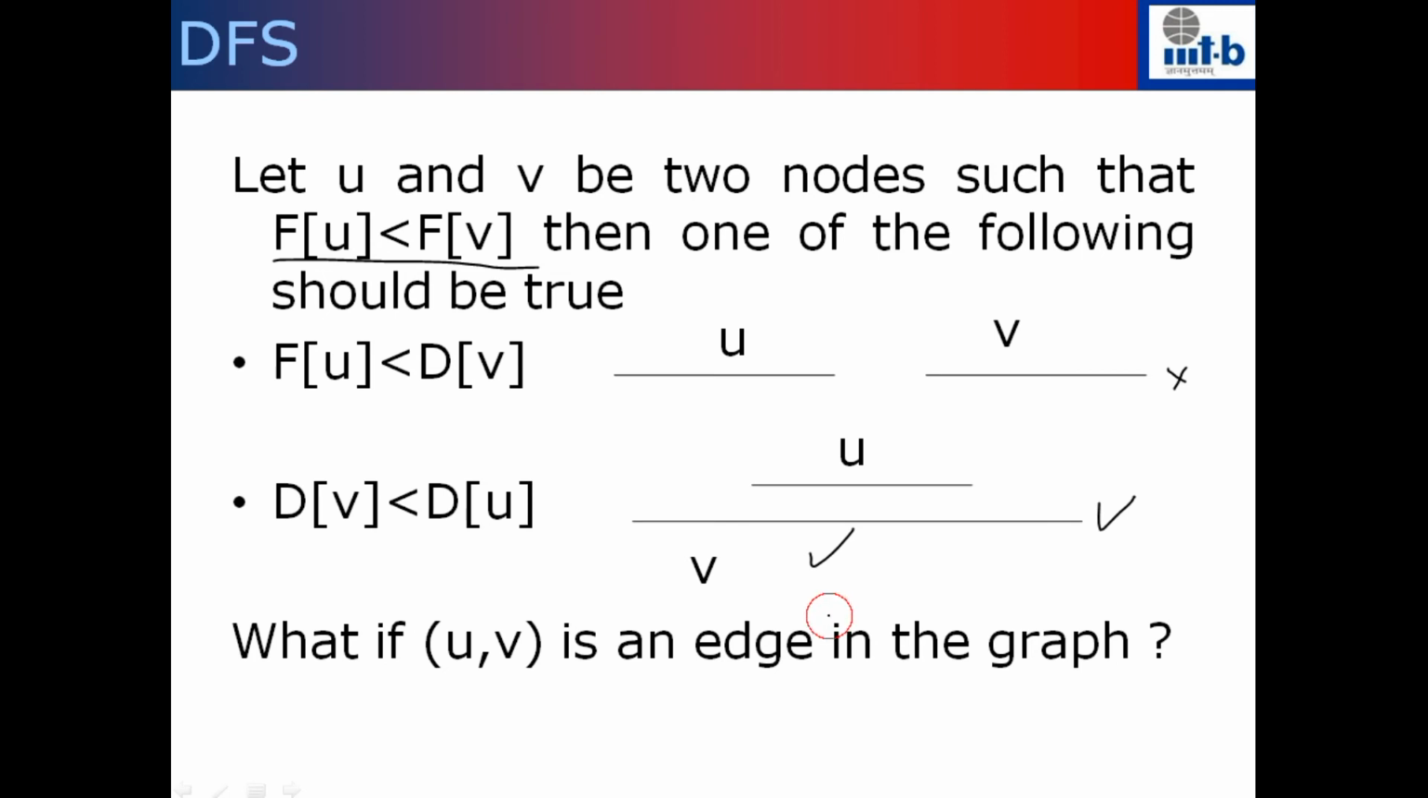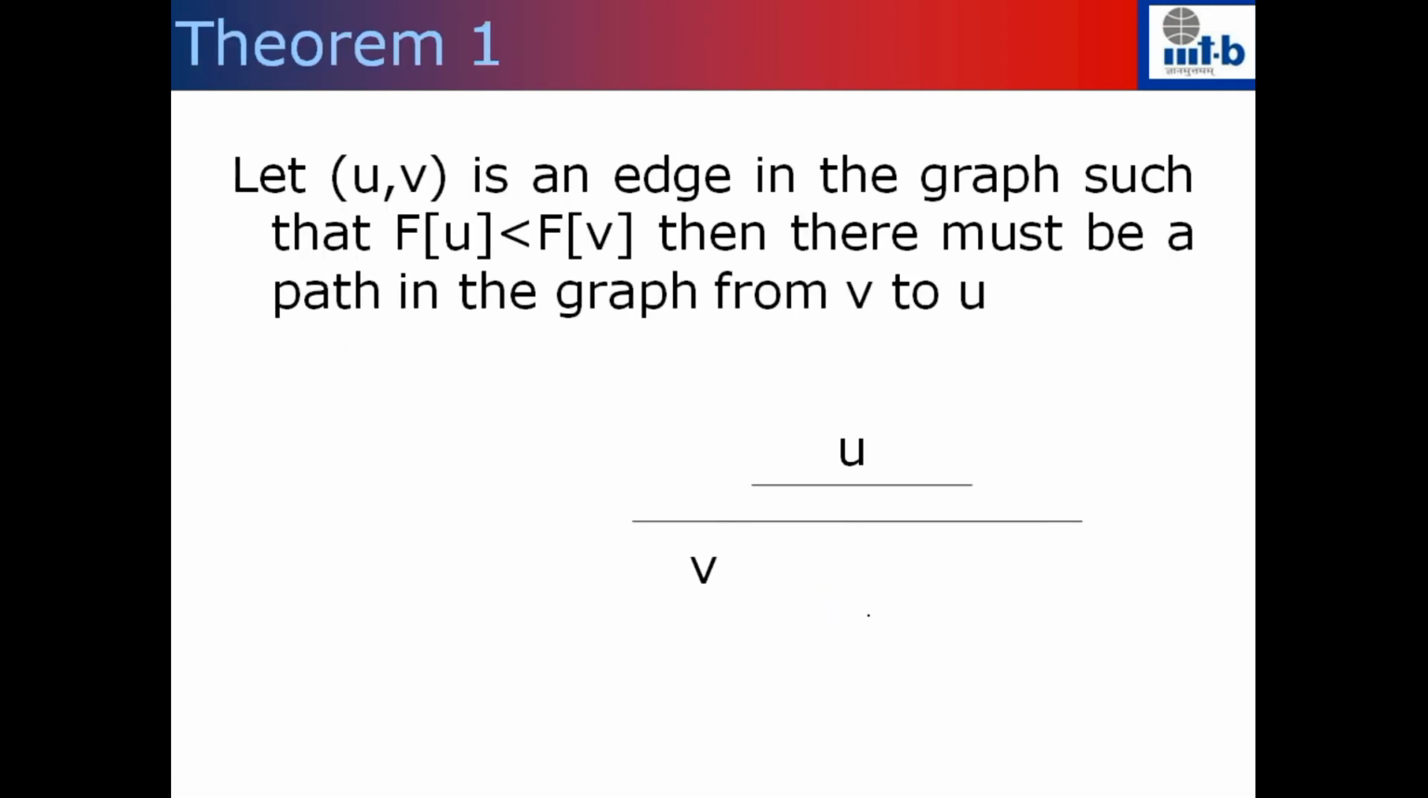This can be written as an important theorem. The theorem says that if u comma v is an edge in the graph such that the finish time of v is greater than the finish time of u, then there must be a path in the opposite direction, right? In other words, there should be a path in the graph from v to u. In the DFS tree, v is an ancestor of u. That means if you follow the path of the pi function of u, you should be able to reach v.